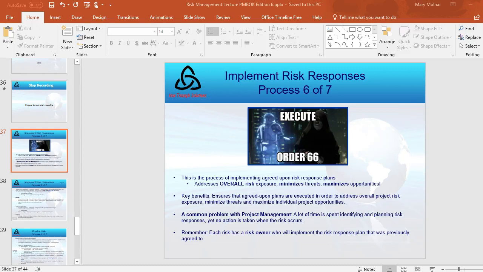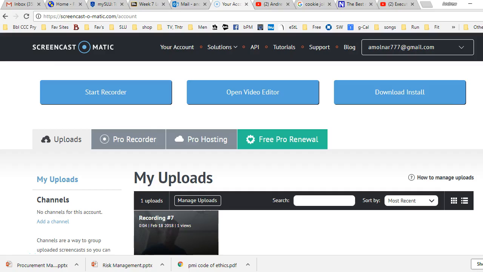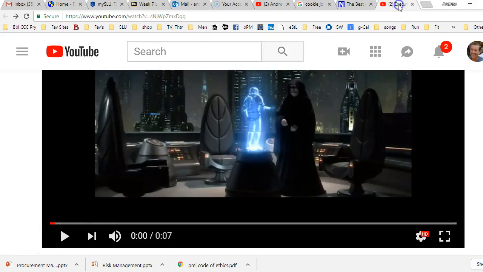Okay, well, welcome. Now we're on to implement and monitor risks. So in implementing, we are doing the thing we love most, which is implementing Order 66.